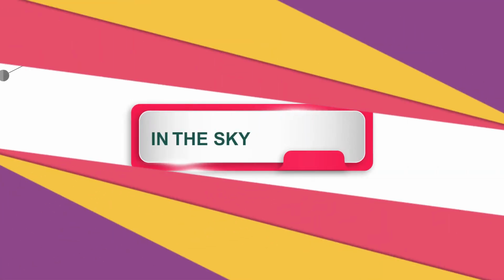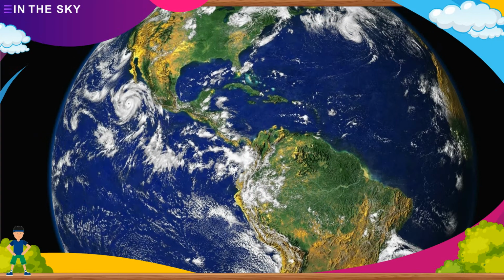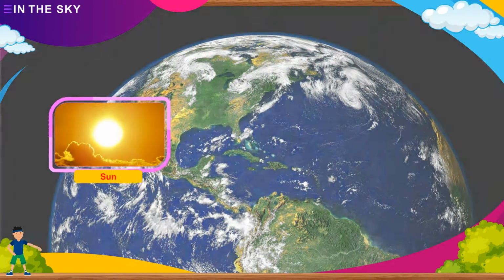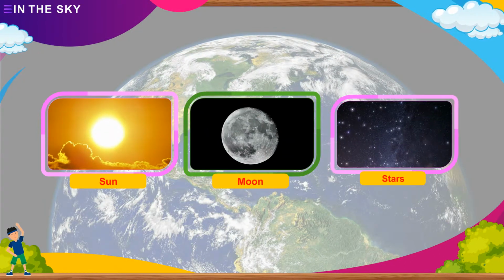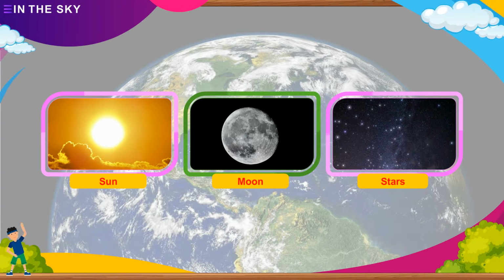In the sky, the earth has its neighbors. They are the sun, the moon, and the stars. We see them in the sky.